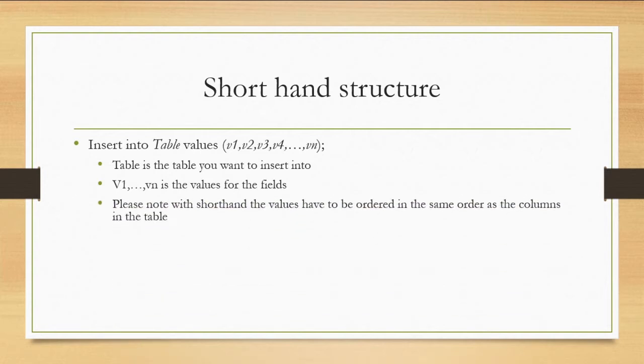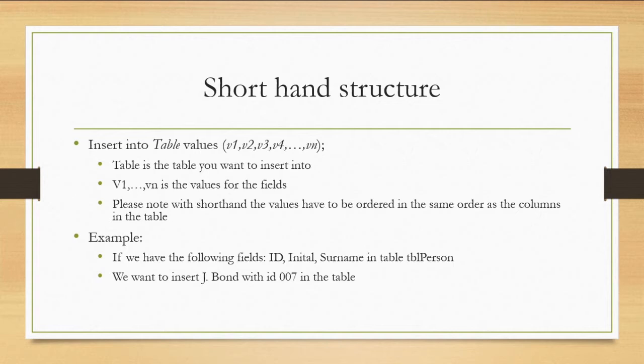Please note with shorthand, the values have to be ordered in the same order as the columns in the table. For example, if we have the following fields, ID, initial, surname in table person, we want to insert Mr. J Bond with ID 007 into the table. The order of the values will be 007, J, Bond, 007 being the ID, J being the initial, Bond being the surname, as the fields are in table person.